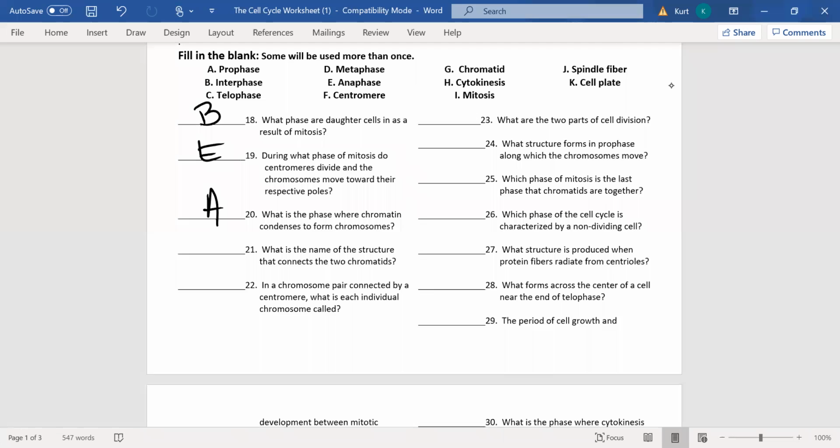What is the name of the structure that connects the two chromatids? F, centromere. In a chromosome pair connected by a centromere, what is each individual chromosome called? G, chromatid. 23. What are the two parts of cell division? This is a two-part answer. Mitosis and cytokinesis.